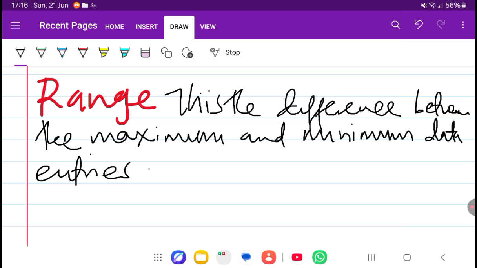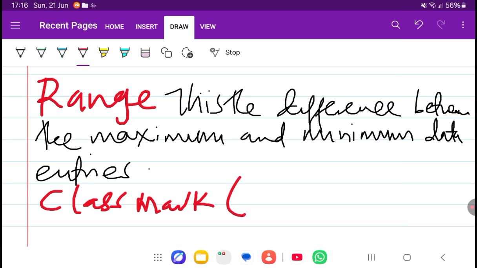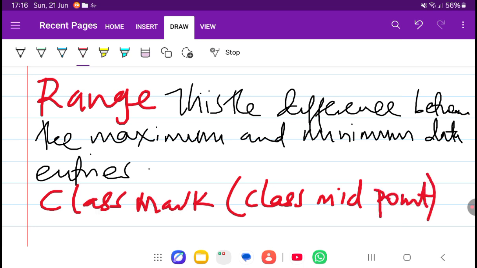The other one that I want us to look at is a class mark, or what you call a class midpoint. So the class midpoint is just the average. Actually, you take the average of the lower and the upper limits of a class, then you divide by 2. You just get the average.